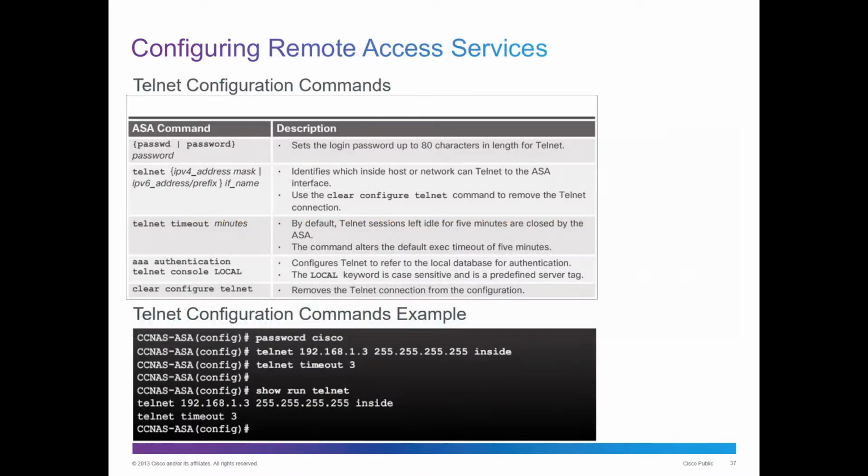So moving forward, we have the ASA commands for passwords, for Telnet, for timeout. So again, we're setting up a password, we're setting up Telnet, giving it a timeout, and we are verifying it. Notice the show commands can run in the configuration option now. Again, password is setting up the password. Telnet will identify the inside host or network that can telnet to the ASA. Telnet timeout will allow the timeout sessions for idle, and you can set up a AAA method if you want.